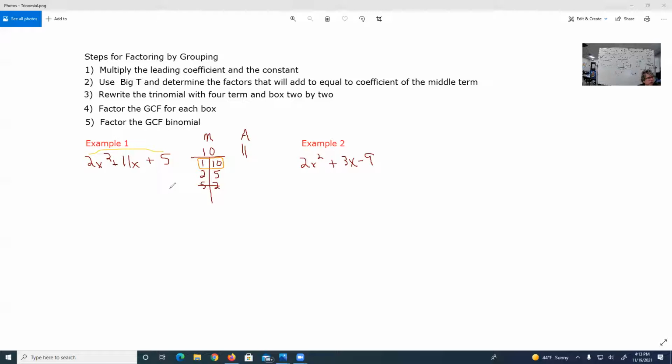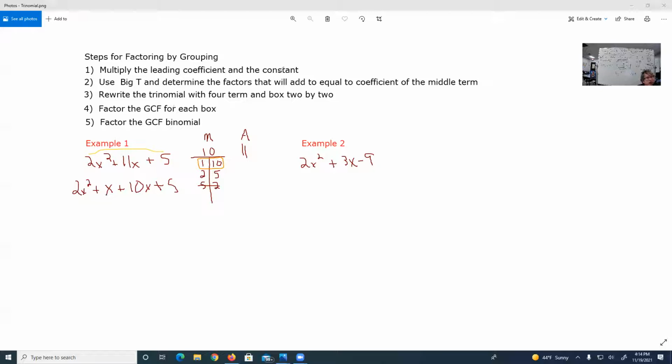So from here, we move into step 3. We want to rewrite the trinomial with 4 terms, and we want to box 2 by 2. So this is going to look a whole lot like four-square. So we keep the 2x squared, but we're going to change the 11x into its 2 middle terms. So we have a 1x, remember, just x though. We have our 10x, and we have our 5 comes back into the problem. It really doesn't matter where these two go, but I really like where the 10 is lined up with this 5. It makes it look pretty good.